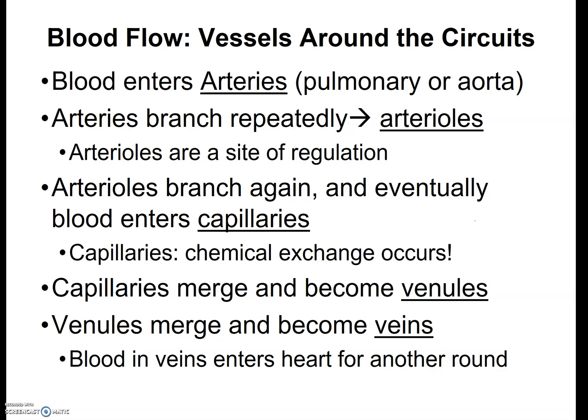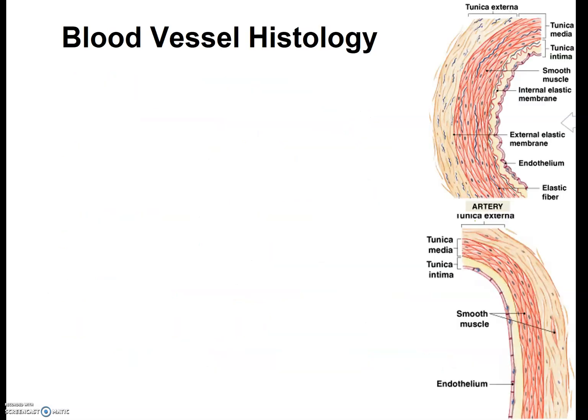And eventually the smallest arterioles branch into capillaries. Capillaries is where you're going to see chemical, nutrient, and waste exchange and gas exchange happening at the level of tissues and circulation. The capillaries then themselves merge into really small veins called venules. The venules then merge into larger veins, and then eventually the veins circulate back around to the heart. We'll show you a few pictures of that in a few minutes. So let's start with blood vessel histology.